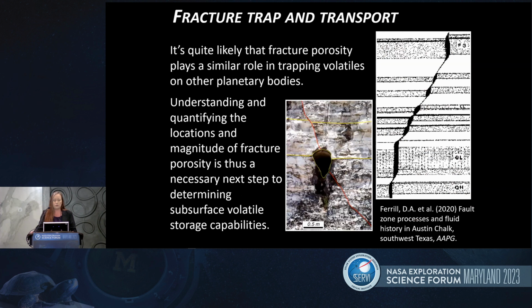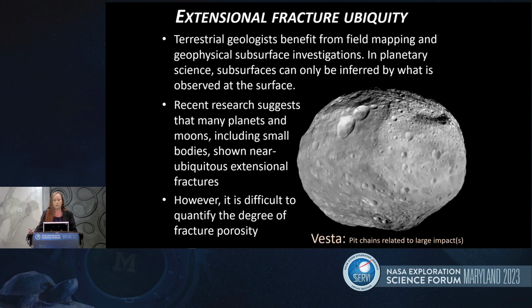And so being able to understand and quantify the locations and the magnitudes of fracture porosity is going to be a critical next step to determining where subsurface volatile storage capabilities may exist. Just to give you a brief view, this is what we call a dilational fault going through stratigraphy on Earth. And the cave you see there is right down the road from me. This is a prime permeability pathway for groundwater. The cool thing is that extensional fractures appear to be everywhere we look in the solar system.